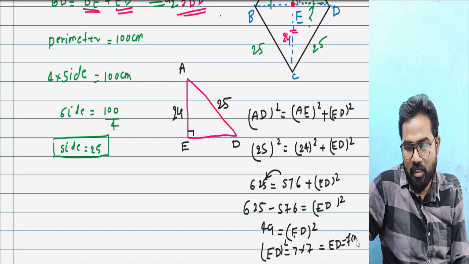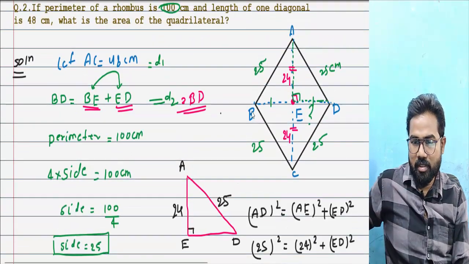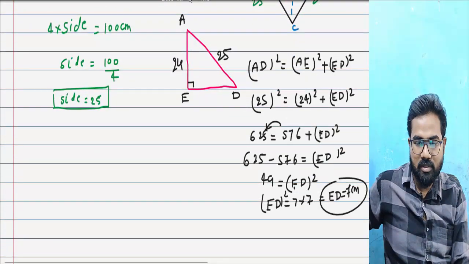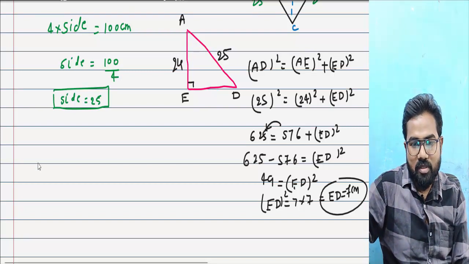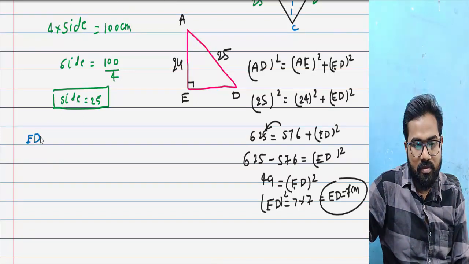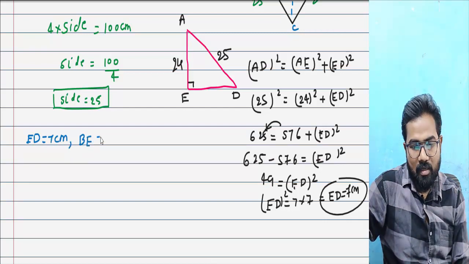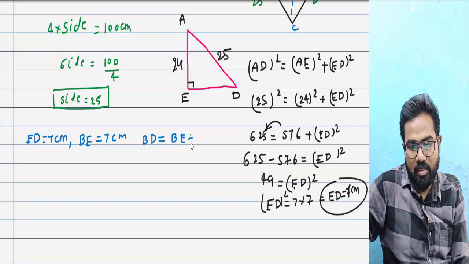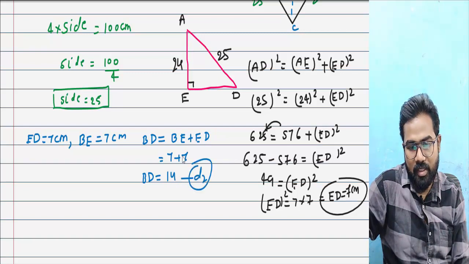This implies that ED equals 7 centimeter. Now class, the most important part is that ED equals 7 centimeter and BE will also equal 7 centimeter. Can you tell me the BD? BD equals BE plus ED, which is 7 plus 7. Therefore BD equals 14 centimeter, the length of diagonal 2.